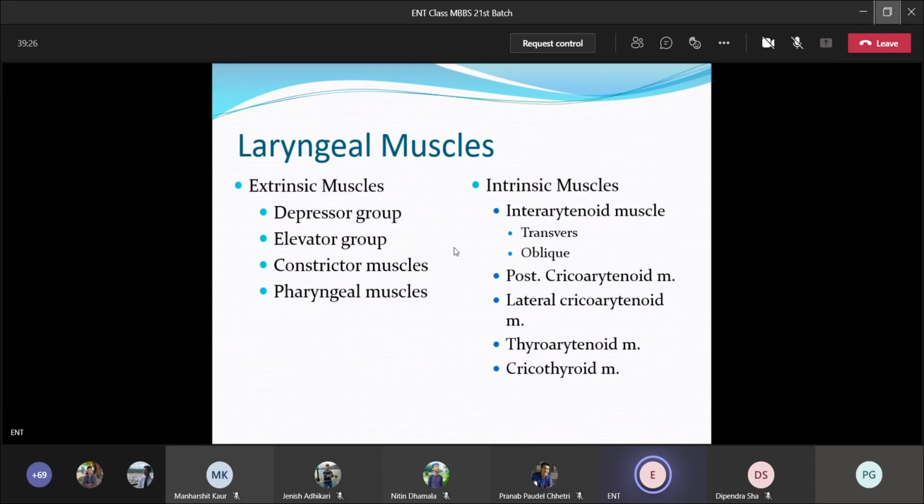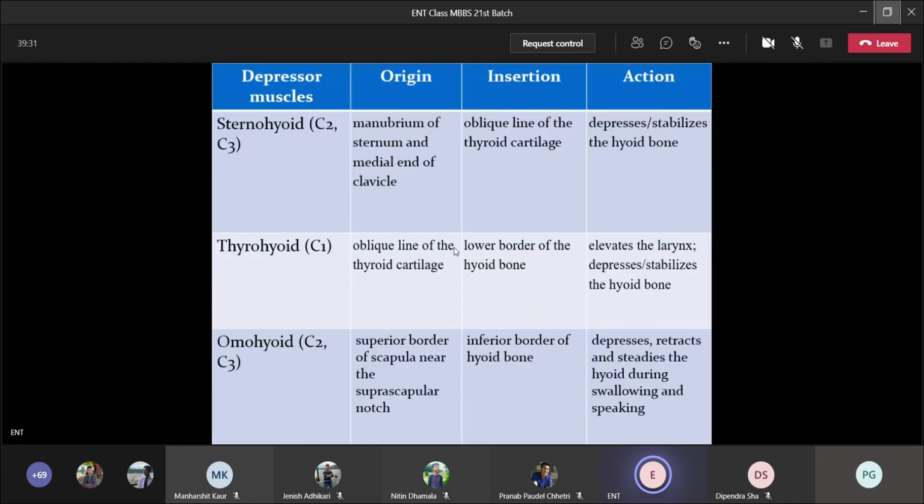So now the next slide is, you look at the depressor muscles, origin, insertions and the actions. The sternohyoid muscle, C2, C3. So the origin of the sternohyoid muscle is the manubrium of the sternum and medial end of the clavicle. And the insertion is the oblique line of the thyroid cartilage, and the action is it depresses and stabilizes the hyoid bone.